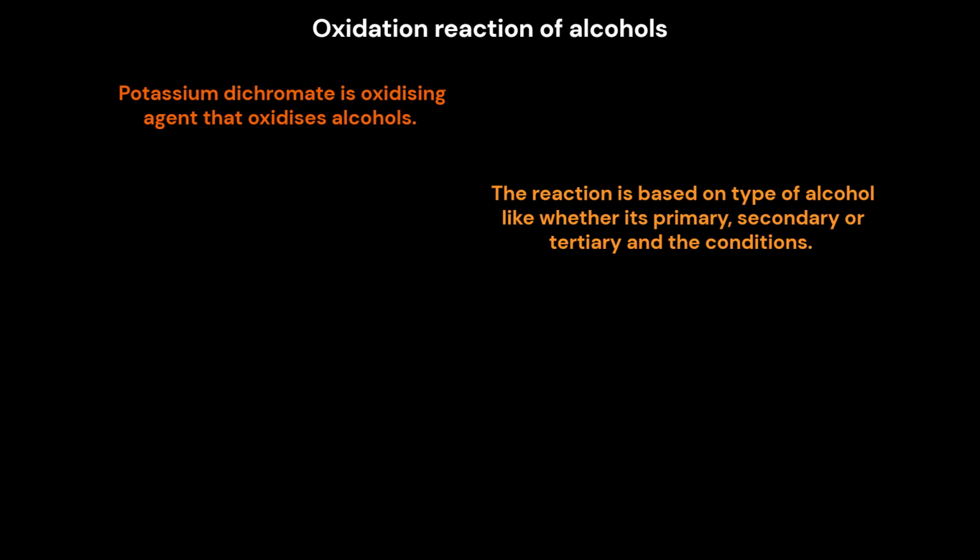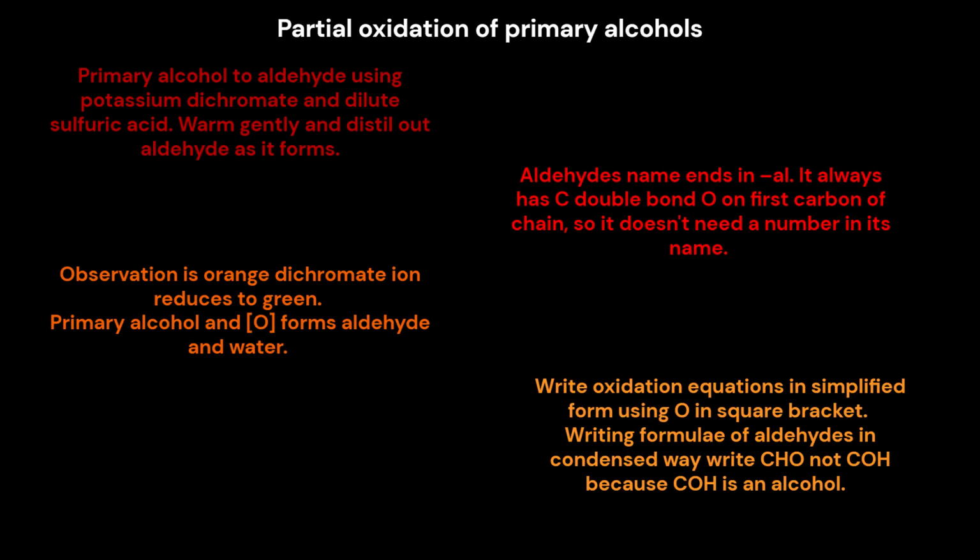Oxidation reaction of alcohols. Potassium dichromate is an oxidizing agent that oxidizes alcohols. The reaction depends on the type of alcohol, whether it's primary, secondary, or tertiary, and on the conditions. Partial oxidation of primary alcohols: primary alcohol to aldehyde using potassium dichromate and dilute sulfuric acid.